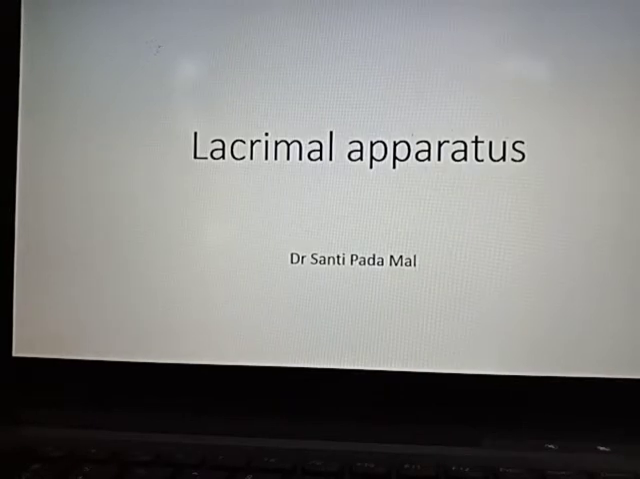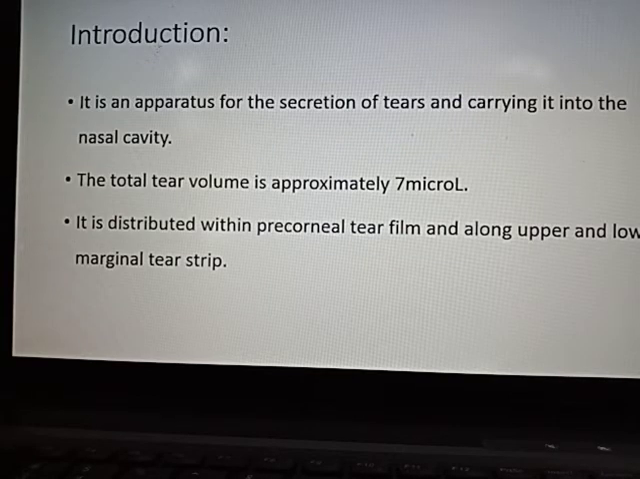Good morning, students. Today's topic of discussion is the lacrimal apparatus and the eyelid. In this first class, I will introduce you to the lacrimal apparatus. This lacrimal apparatus is an apparatus for the secretion of tears and carrying them into the nasal cavity.